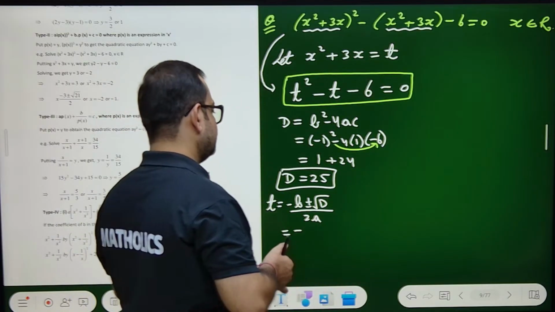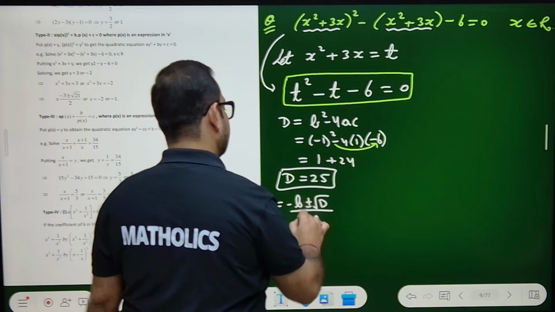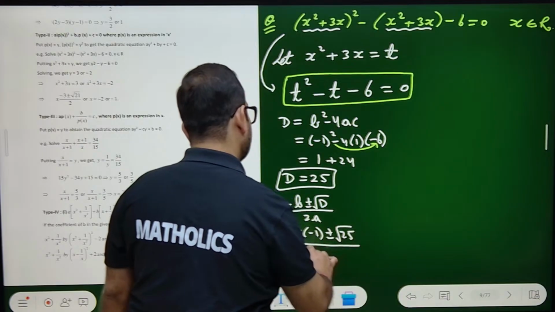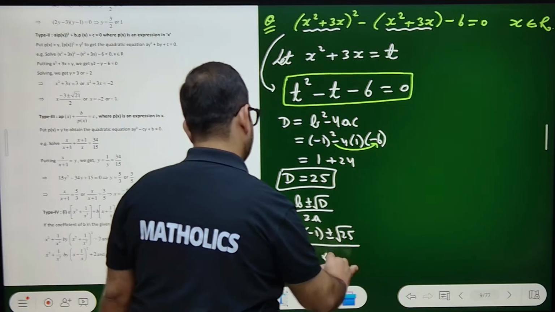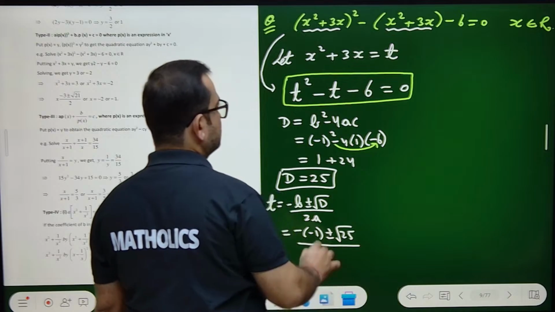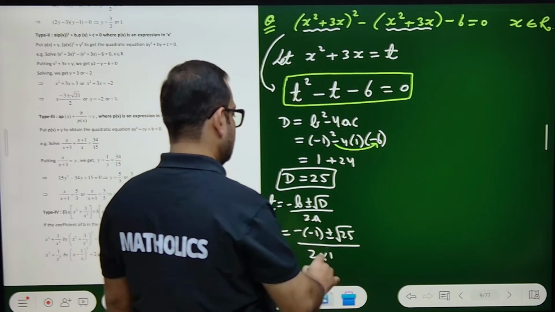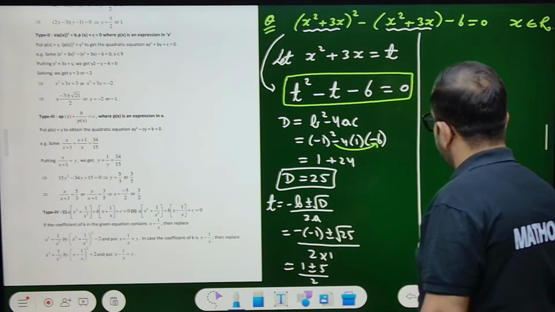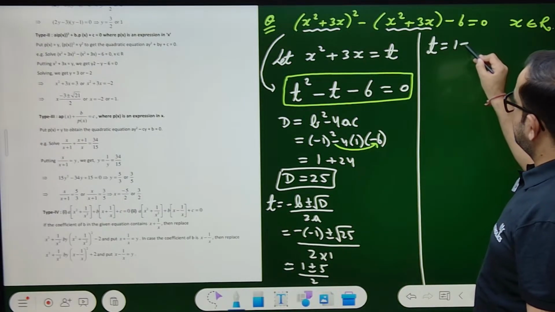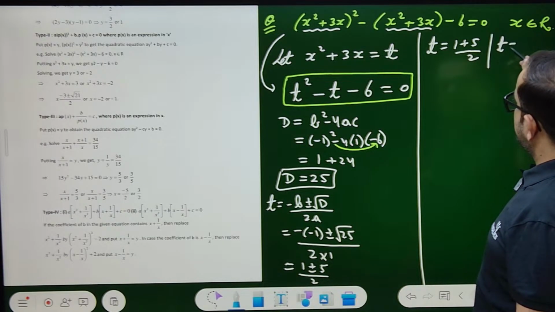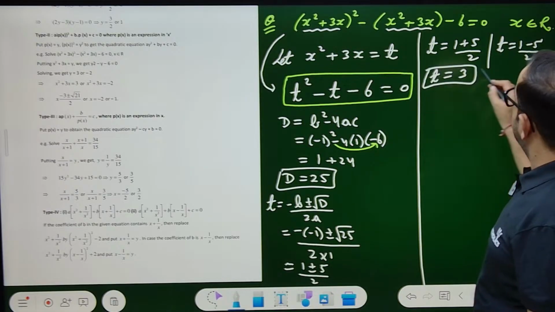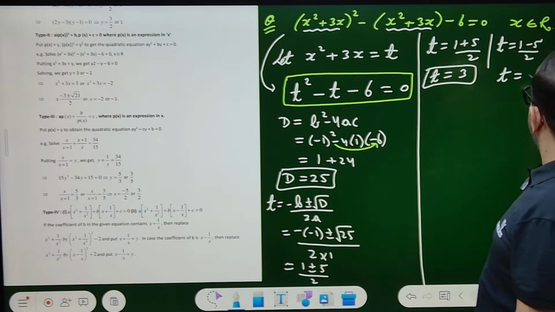So minus b would mean minus of b, here minus 1 plus minus under root 25 upon 2a, would mean 2 into a is 1. After changing the equation, focus on the new equation, not the previous one. So it is 1 plus minus root 25 is 5 by 2. We'll solve here now. So t will be, one time, 1 plus 5 by 2, that means 6 by 2, 3, so t equal to 3. Another time t equals to 1 minus 5, minus 4 by 2, minus 2.